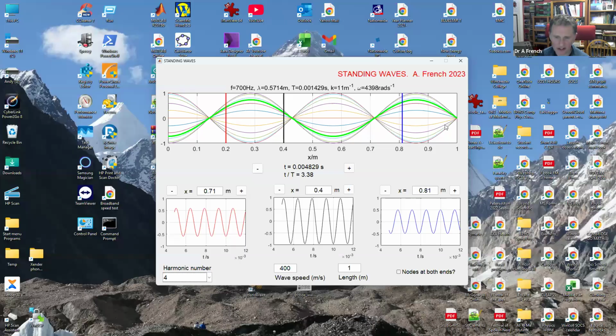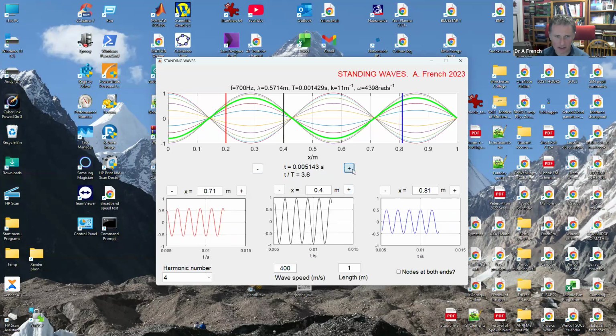It's about 2/3 of the radius of a tube, where the node is not actually at the end of your organ pipe. It's a bit beyond, which is quite interesting. But there we go. It's the same kind of idea. So that's a nice way of visualizing waves.